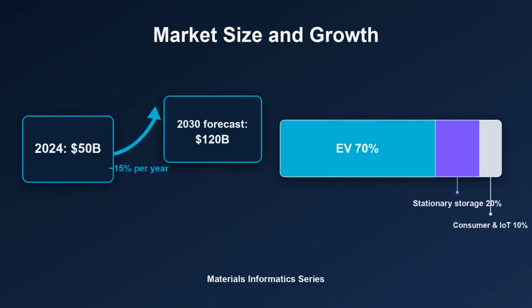The global battery market was worth $50 billion in 2024 and is projected to reach over $100 billion by 2030, growing at 15% annually. Electric vehicles drive about 70% of demand, followed by stationary energy storage at about 20% for grid applications, and consumer electronics and IoT devices making up the remainder. This represents one of the fastest-growing technology sectors globally.